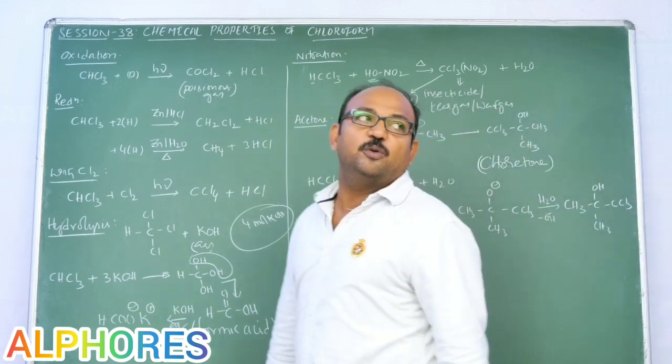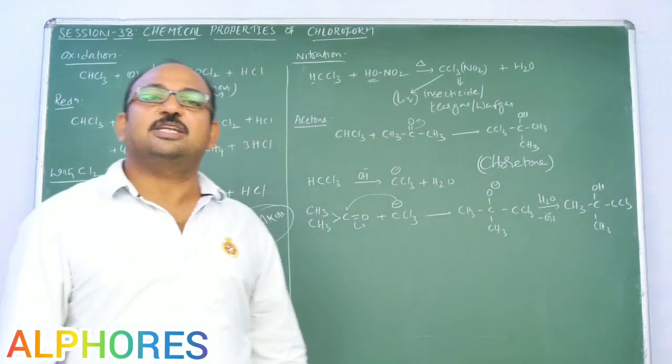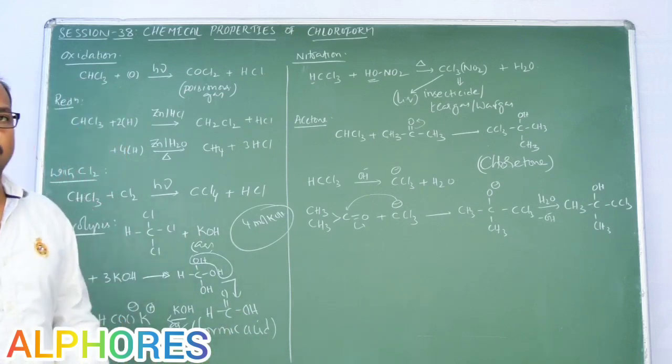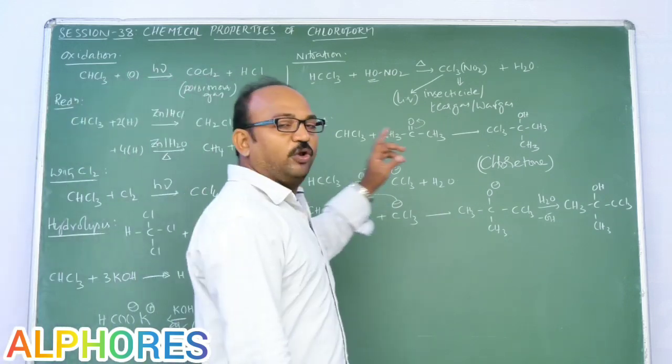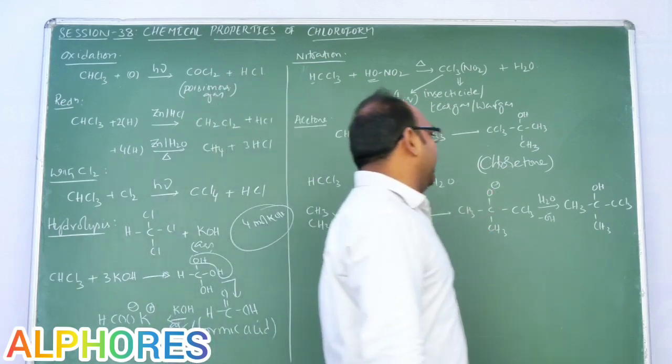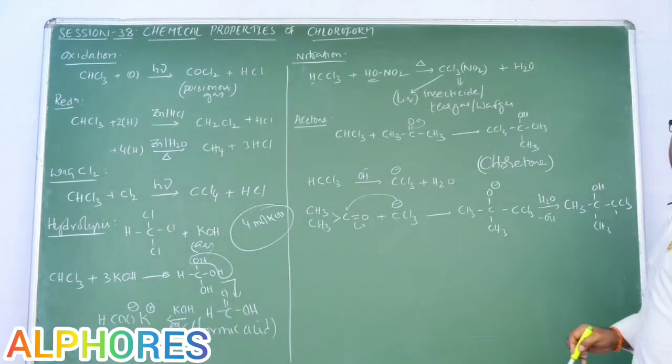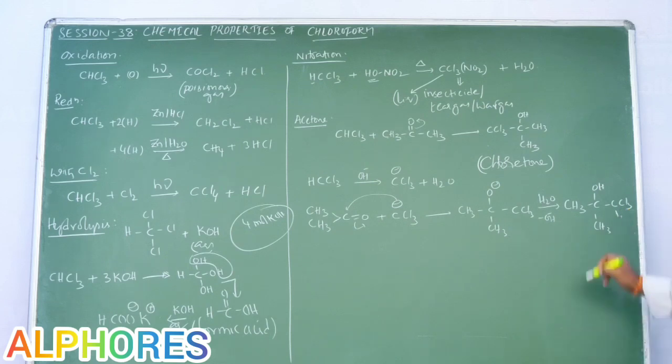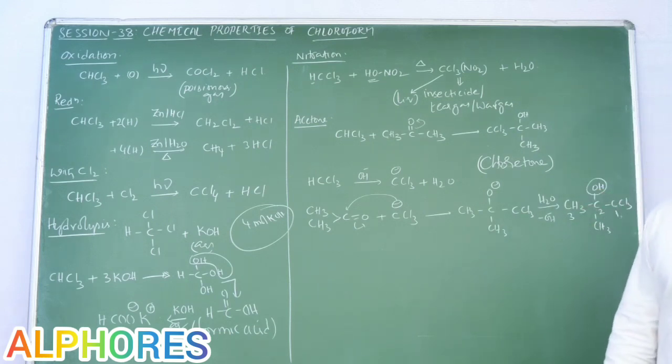So what is the IUPAC name of the condensation product of chloroform with acetone? As I mentioned, it is chlorobutanol. If you observe, the first carbon consists of 3 chlorines, so 1,1,1-trichloro. The second carbon consists of a methyl and an OH group. Here the functional group is OH. So 1,1,1-trichloro-2-methyl-2-propanol. This one is called chlorobutanol.